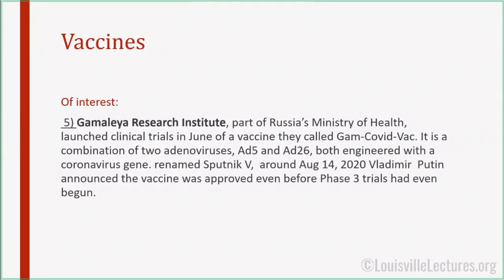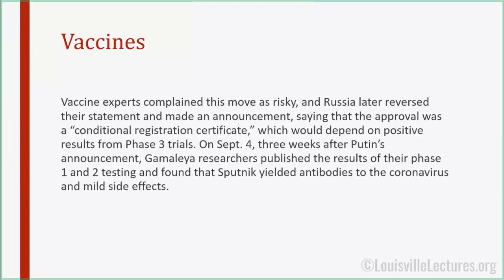Again, quickly, just for interest's sake, I believe most people heard over the summer, Russia had announced that they had a vaccine that they were going to use. It was this particular vaccine that had been renamed the Sputnik V. However, because of the outcry, the fact that they did not go through phase 3, that actual vaccine was held and actually is going through phase 3 now. So far, they're saying out of Russia that the new vaccine is yielding antibodies and they do have mild side effects.